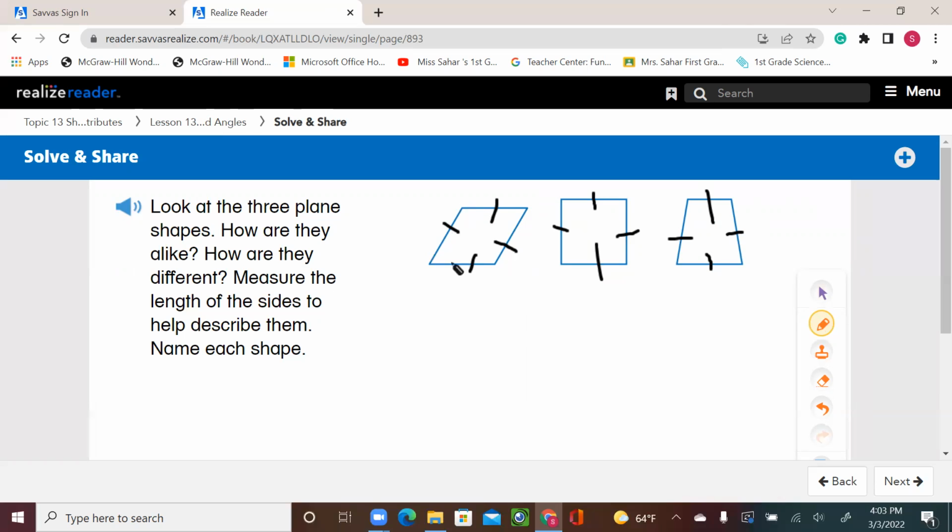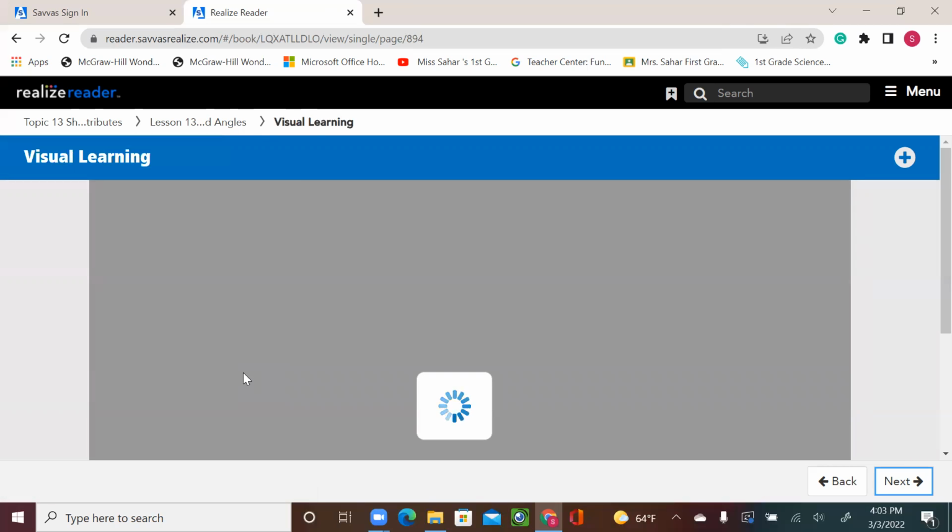I can see that if I measure the sides, the first and the second have sides of the same length, equal sides, but the third shape has different lengths. So this is what you can put down: the number of the sides and the length of the sides. Okay, let's go for our video.